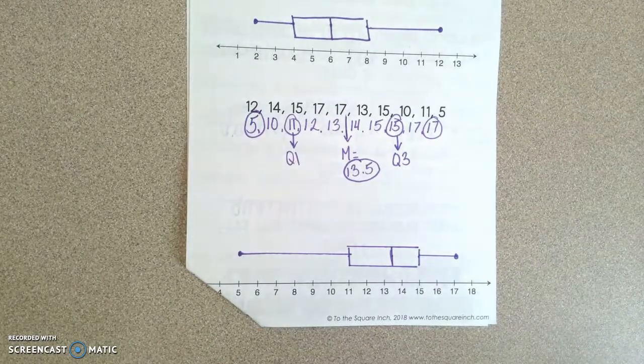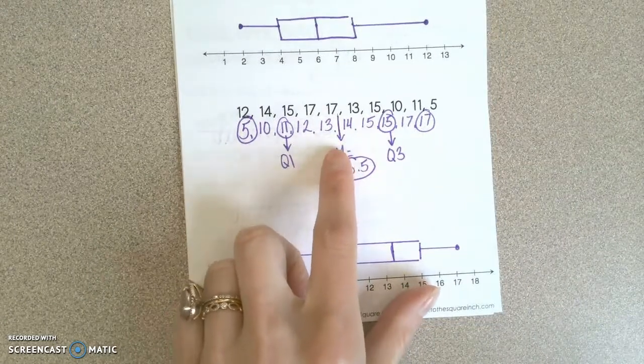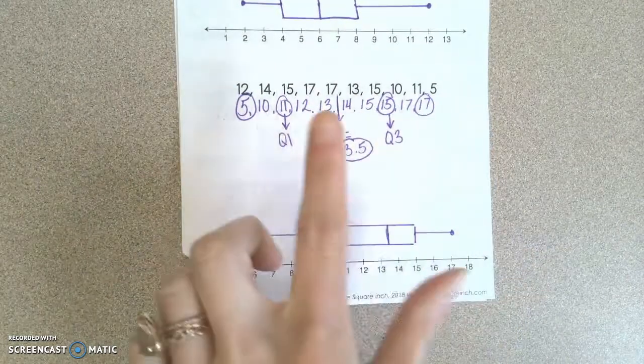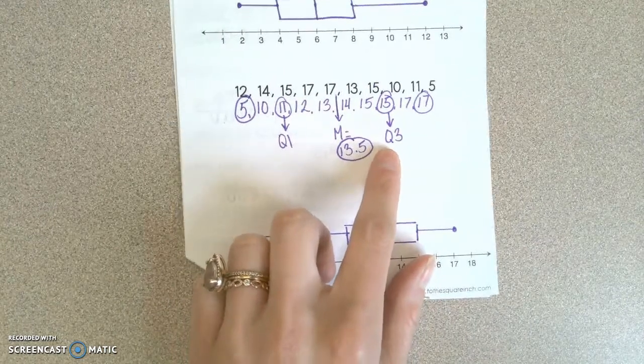Okay, on this one we have an even amount of numbers. So I had 2 numbers in the middle, 13 and 14. So between there I had that 13.5. Here's my least and my greatest. Then I split it in half and got my first quartile and my third quartile.